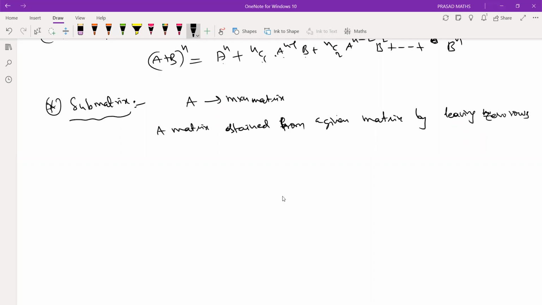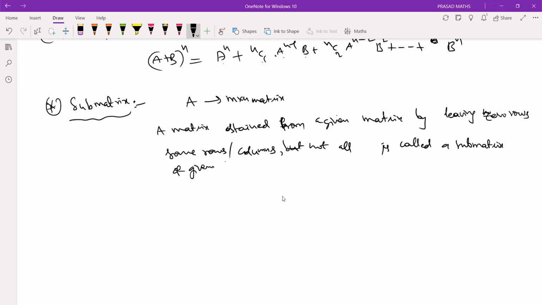0 rows means what? Don't leave any row, or some rows or some columns are gone, but not all. You need to write, but not all. Right? It's called a submatrix of a given matrix A. Suppose you take an example.